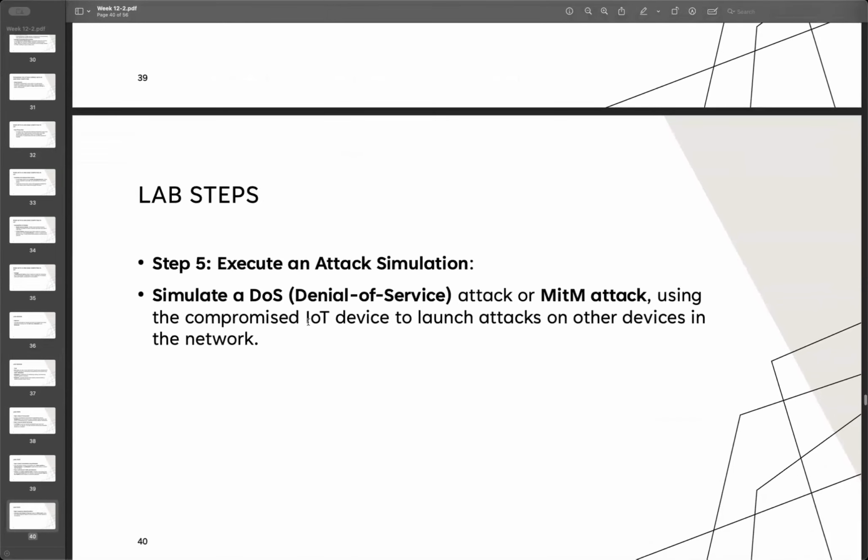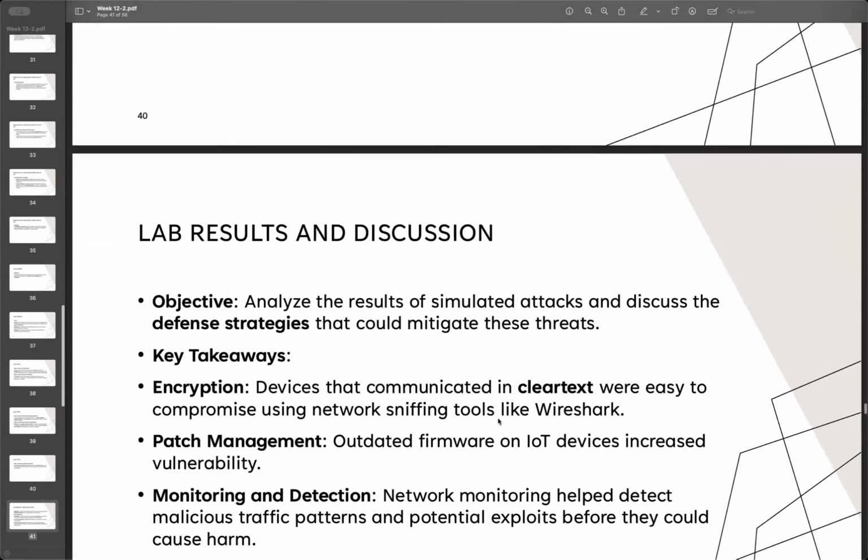Then we can execute the attack and simulate a DoS, just like sending pings to another server. You can write a script, normally using Python, Node.js or C++, whatever, that sends ping requests to the target.